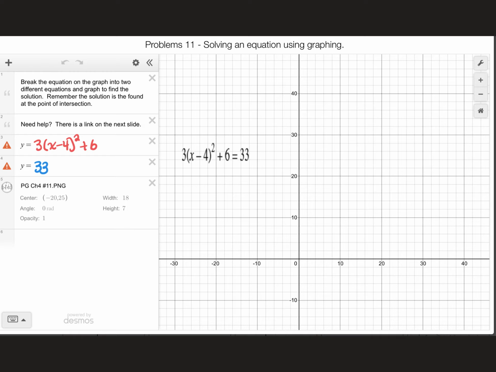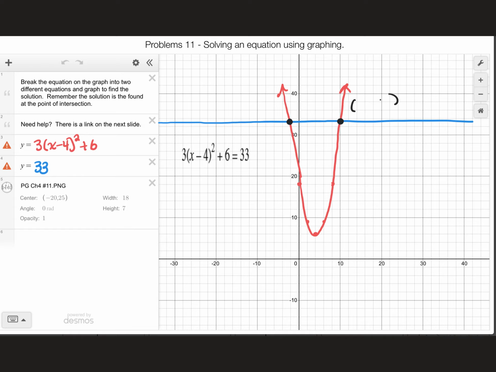And then if you graph those on Desmos, you will see this. And I apologize, I did that by hand, so it's not that pretty. But the real question is, can you find those intersection points? So we're looking at what is the ordered pair here and here. And we know the y-coordinate of both of those is going to be 33.